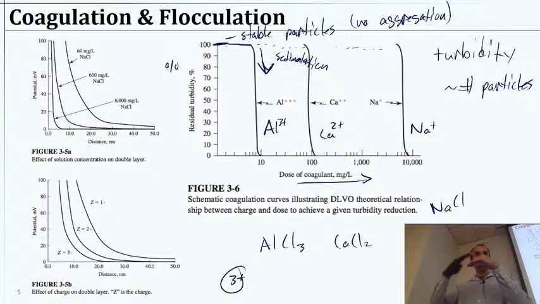It compresses the double layer. It causes particles to get close enough so that the van der Waals forces take over. They meet each other, they actually have a handshake, and they settle out. So at that point, we see that just simply adding salt can do the job.